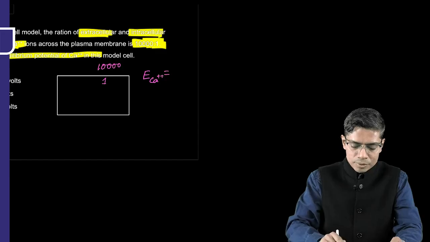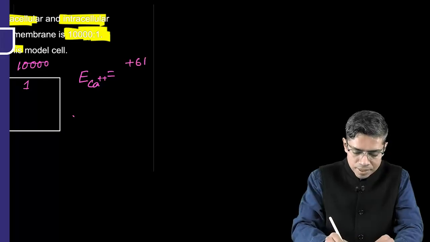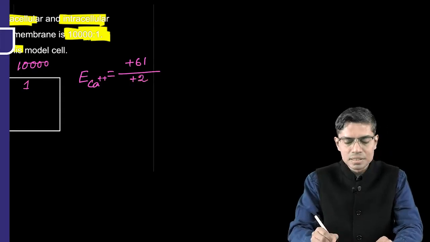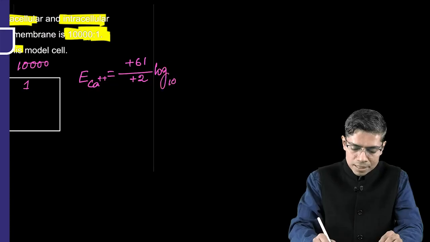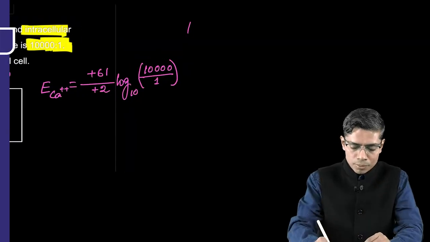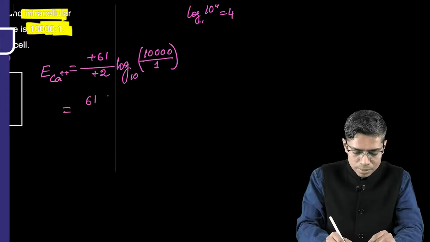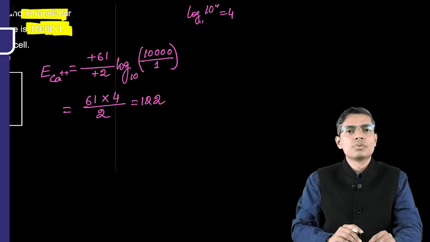So the same formula I am going to use, that is the Nernst equation. According to the Nernst equation, plus 61 upon Z, I hope you recall Z. Z is plus 2 because it is calcium, right? Then log base 10, outside concentration is 10,000, inside concentration is 1. So this is 10 to the power 4. We all know that log 10 to the power 4 with base 10 is equal to 4 only. So 61 multiplied by 4 upon 2, so basically this is 122, right?